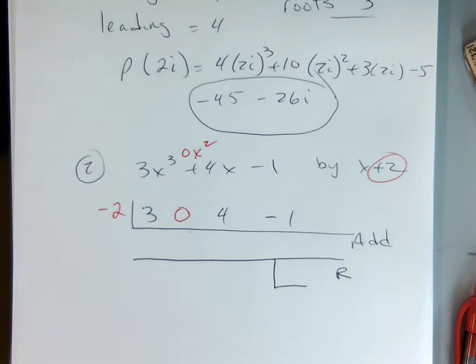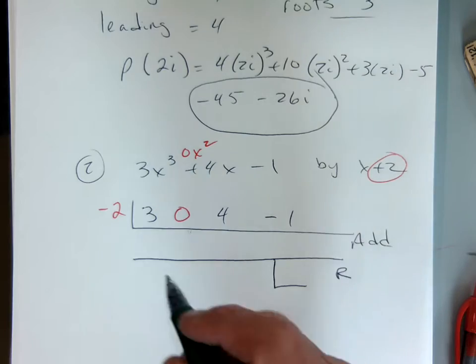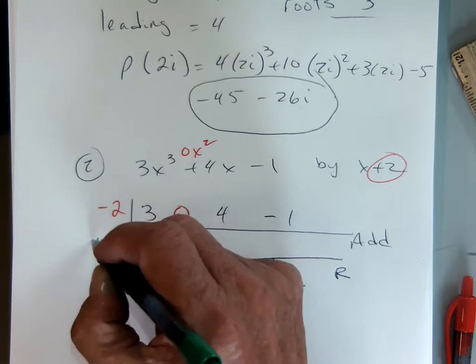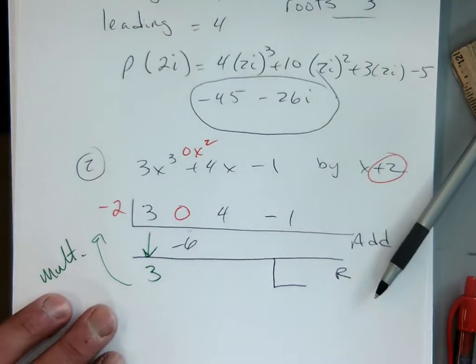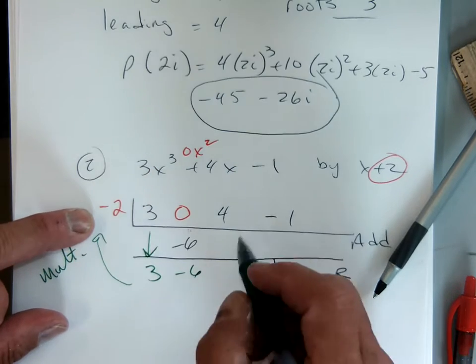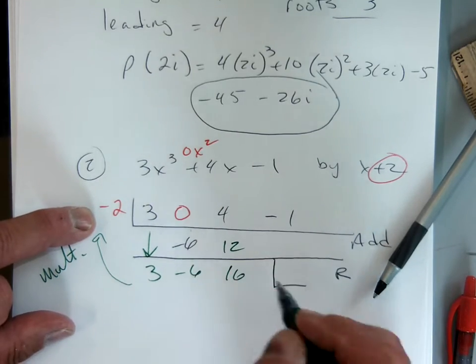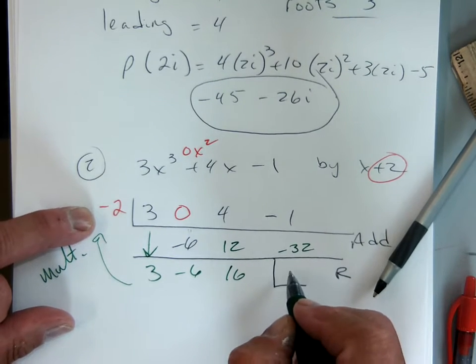Step 1, bring down the first term. Am I going too fast? Slow down for a second. Tanya, how's everybody doing over there? Okay, bring down the first term. I get a 3. And multiply, right? 3 times negative 2 is a negative 6. And add. 0 plus negative 6 is a negative 6. And multiply. Negative 6 times negative 2 is a positive 12. And add. 4 plus 12 is 16. And multiply. 16 times negative 2 is a negative 32. And add. And I get a negative 33.